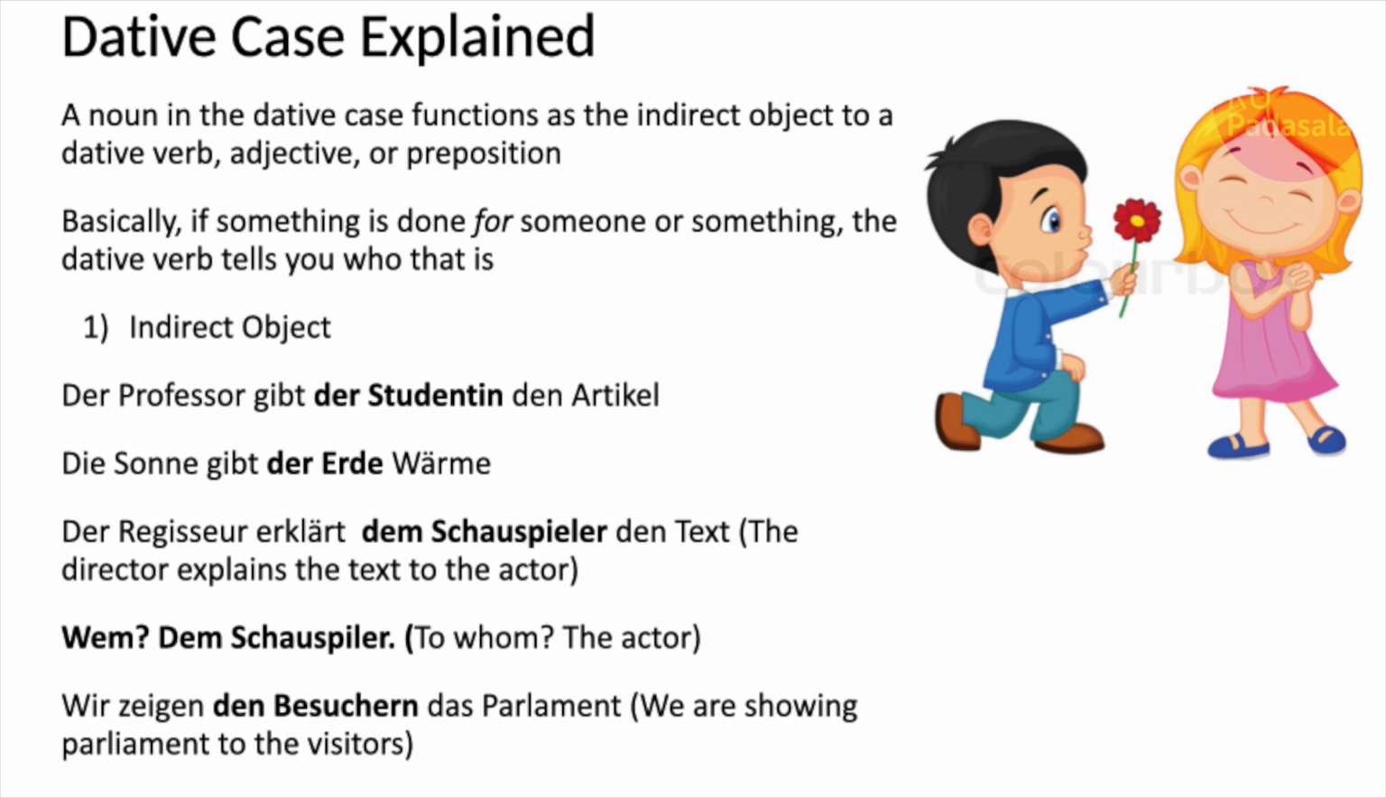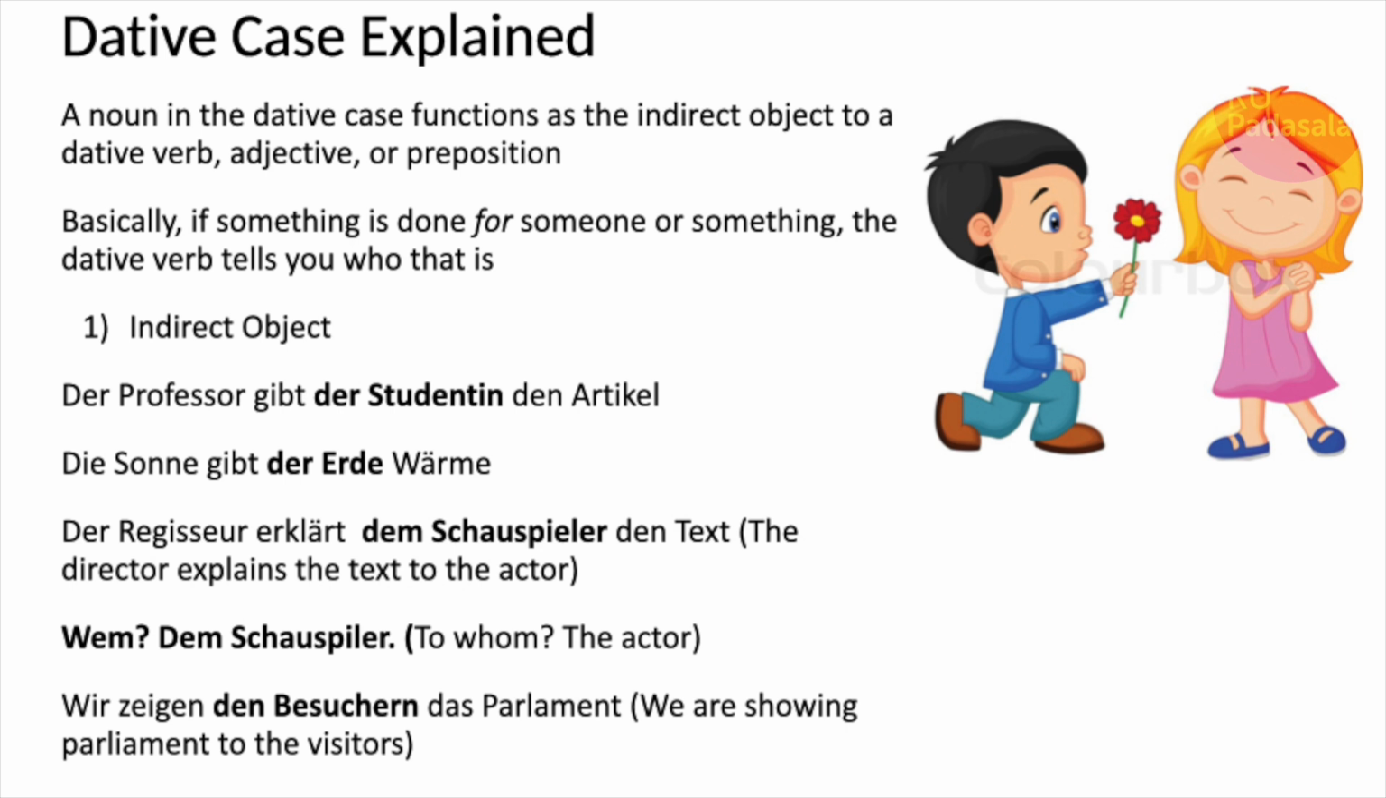What if you have the example of a director explaining a text to an actor? Der Regisseur erklärt dem Schauspieler den Text. So here we understand that the text is the thing being explained as the direct object because it's den Text with an N in the accusative case, but the text is the thing being explained to the actor who's supposed to perform this role correctly, and that's why it's dem Schauspieler with the M at the end of the determinant.